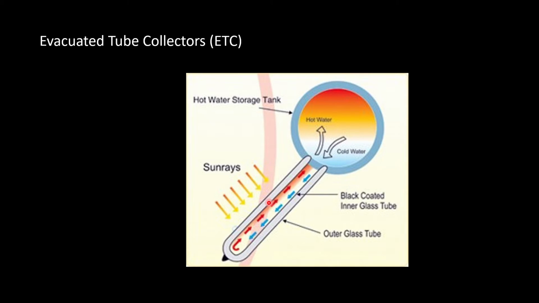And the outer surface of the inner tube, that is this portion, is coated with the absorber material or selective coating material, that is a black coated inner glass tube. And when the sun rays fall on the surface, the surface heats up, and the water, or any working fluid, which comes into contact with it is heated up.